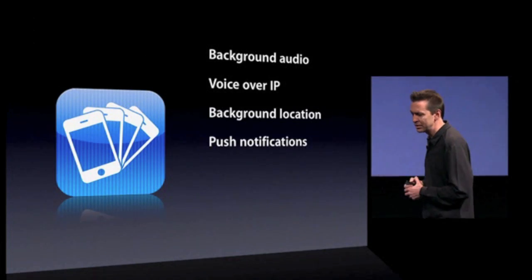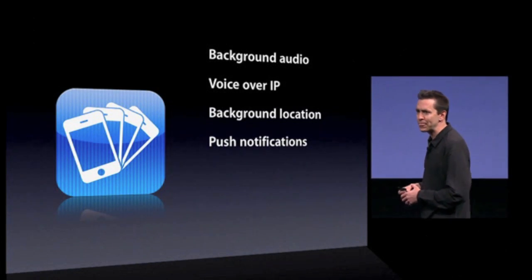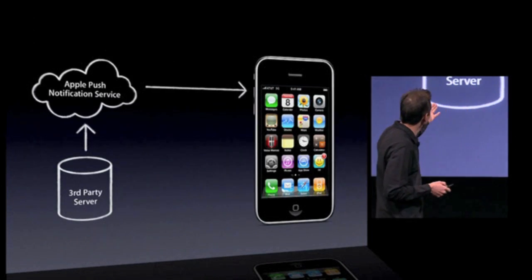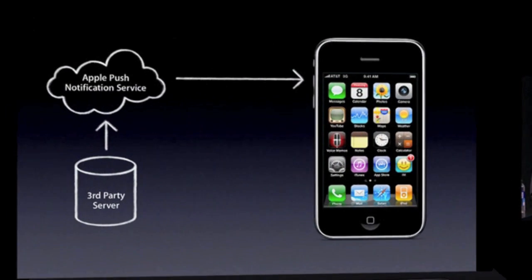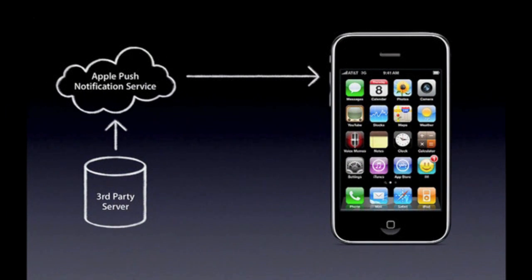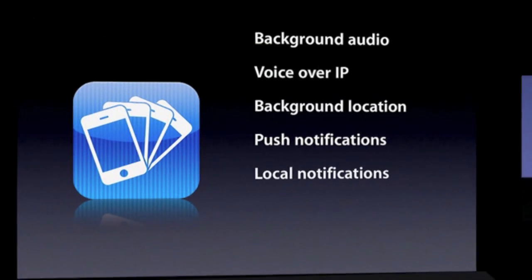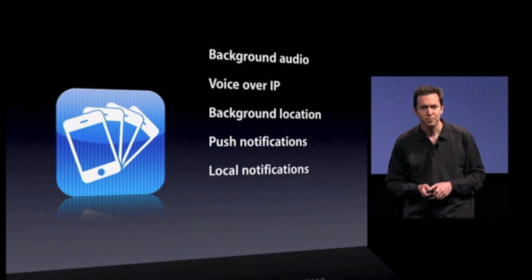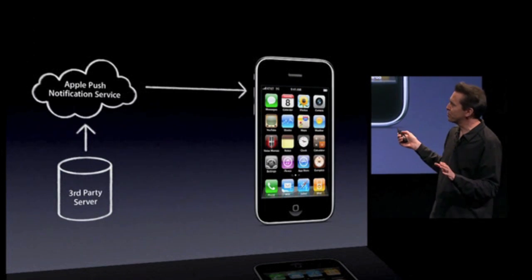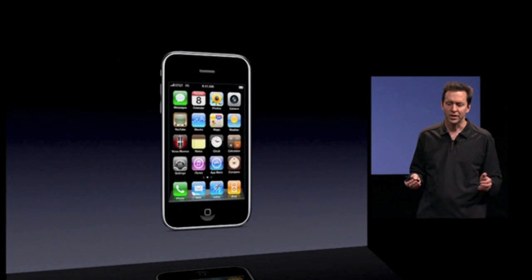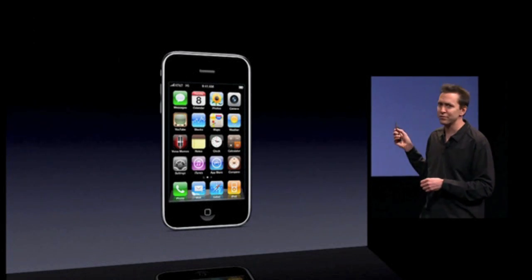Push notifications. Now, we've had these for about 9 months now. Here's how it works. A third party sets up a server. They send their notification to Apple's push notification server, and then we send it to the phone. Now, building on push notification, we're adding a new service, which is local notifications. Local notifications are just like push notifications, except you don't need a server. It can all be done right on the phone.